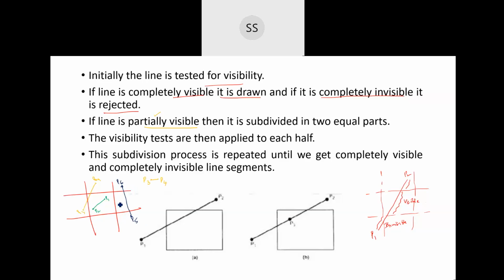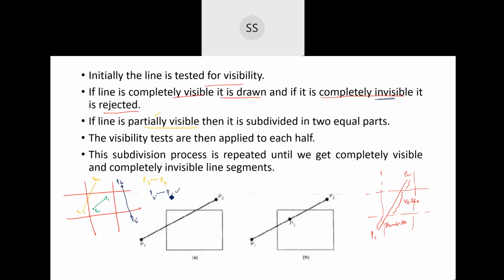By using some of the techniques we had used earlier, we try to find out the region codes of P5 and P6 and determine that there is no portion of the line which is going through the window. In that case, the line segment joining the endpoints P5 and P6 is considered to be completely invisible. In such a case, this particular line is said to be completely clipped out.